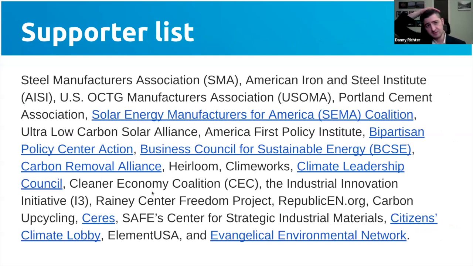Here's the supporter list. You can go through this. I'll leave this up for a moment. Pretty diverse group here. As I said, a strong presence from industry. I'm betting that the Carbon Removal Alliance are the ones who really upped the bill's game in terms of carbon dioxide removal.